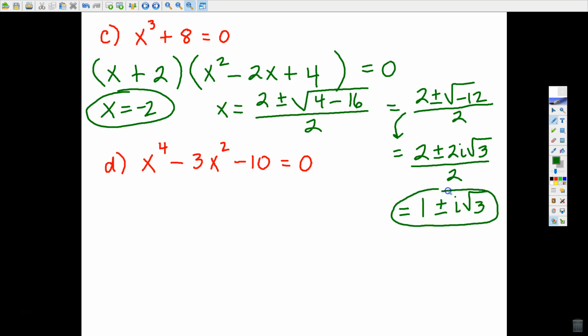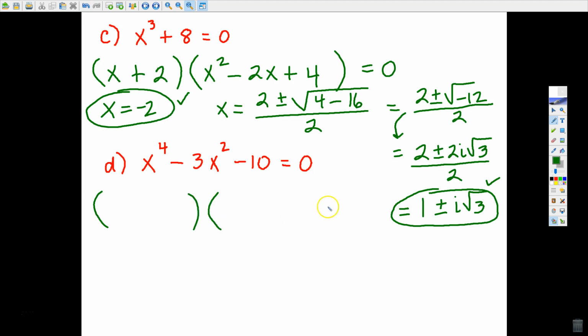Now, how many solutions does this represent? 2. 1 plus i root 3 is a solution. 1 minus i root 3 is a solution to go along with negative 2. So that's my final answer. Any questions? All right.